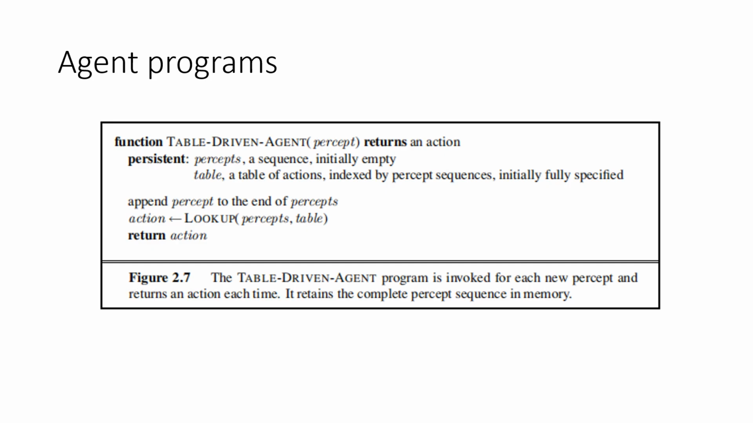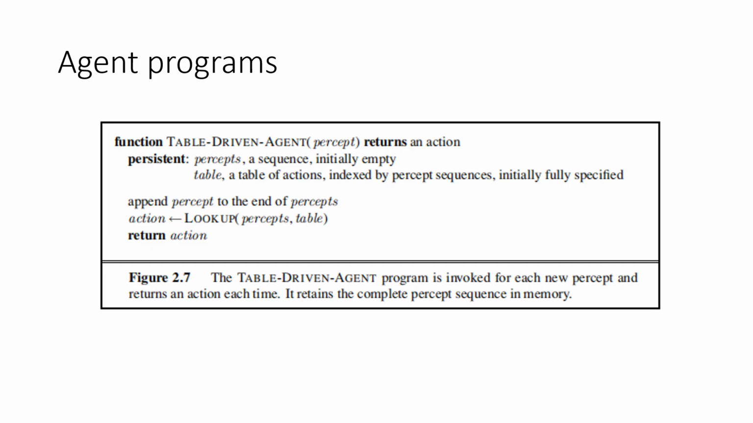So in the next line you can see, persistent means the data is remembered across function calls. So percepts stores all the percepts the agent has received so far. Initially the table is empty because the agent has not sensed anything yet. And here you can see that each entry will be appended to the table, and that is indexed by percept sequences.